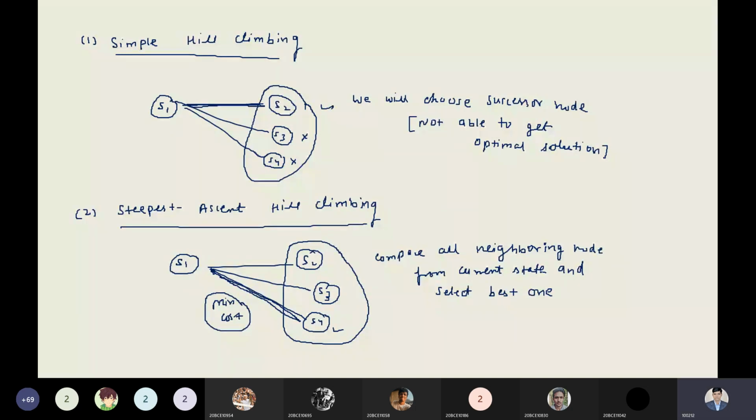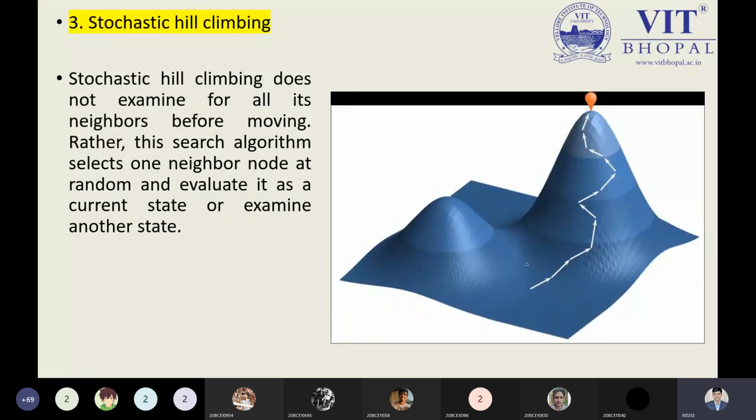Now, that is my question. Just look at the image right now and tell me, what is stochastic hill climbing and how you can interrelate it, how it is different from the previous two. Yes, the student who wants to speak, just tell me right now. It is randomly selecting any neighboring node and then evaluating the node.